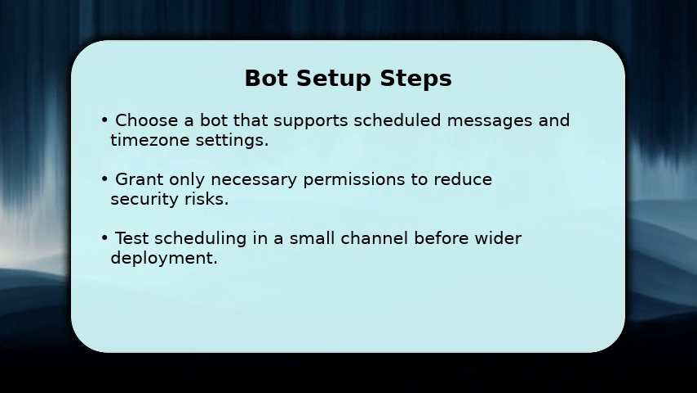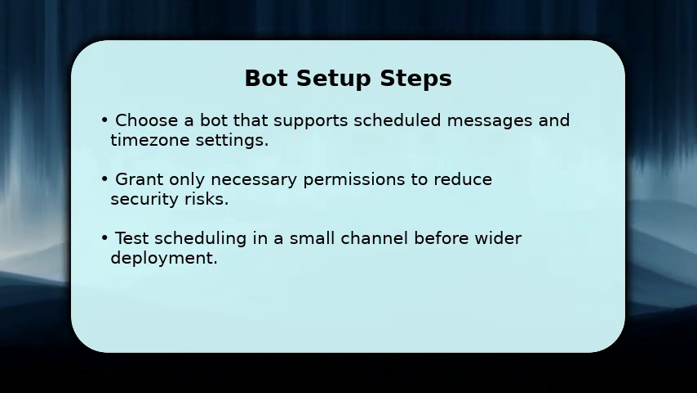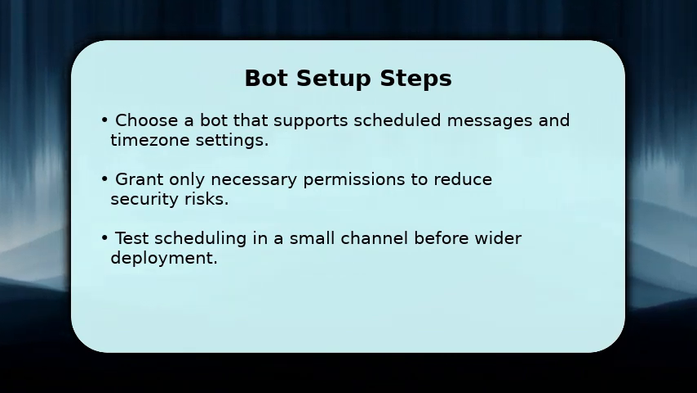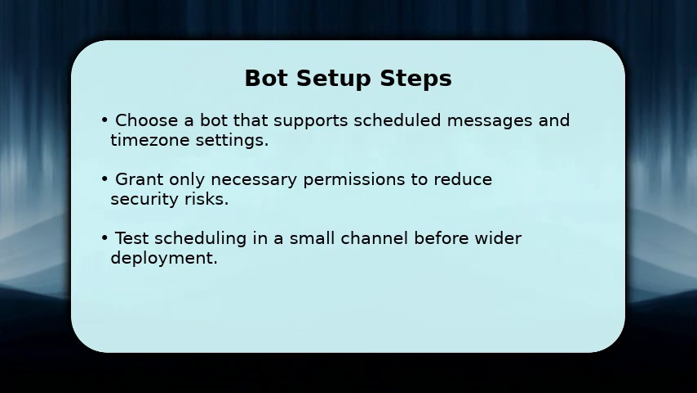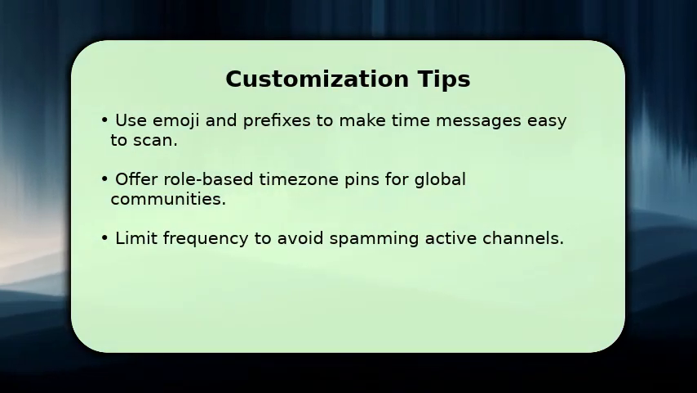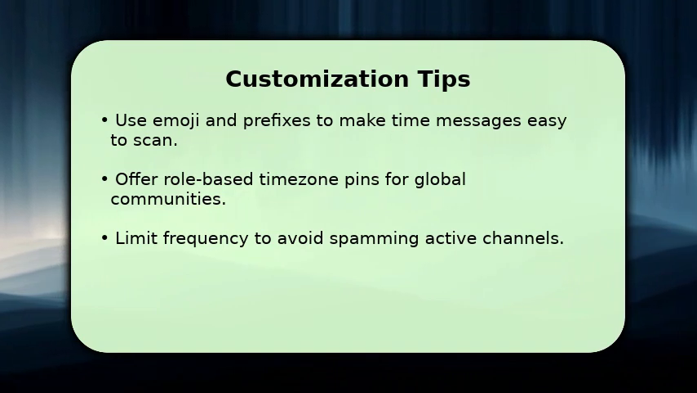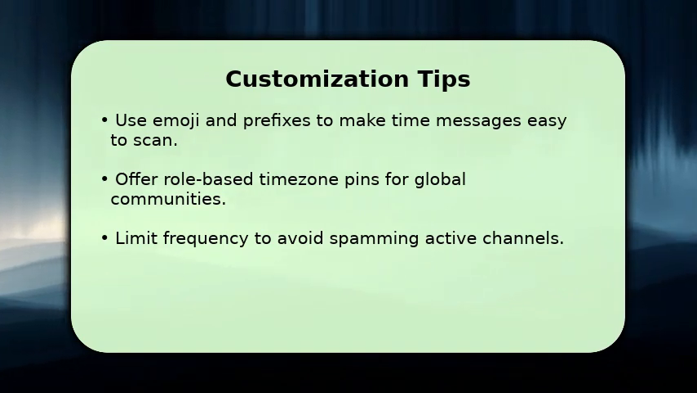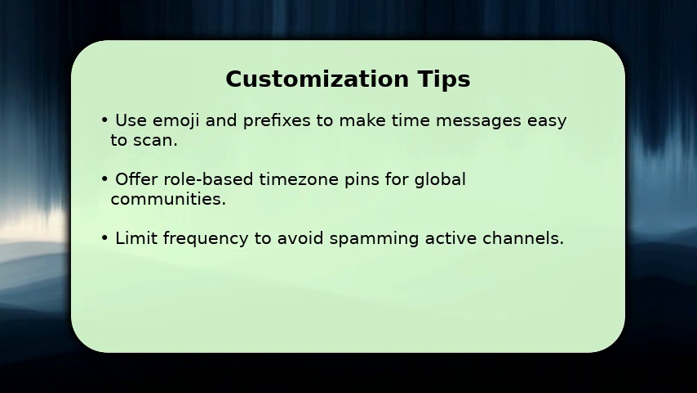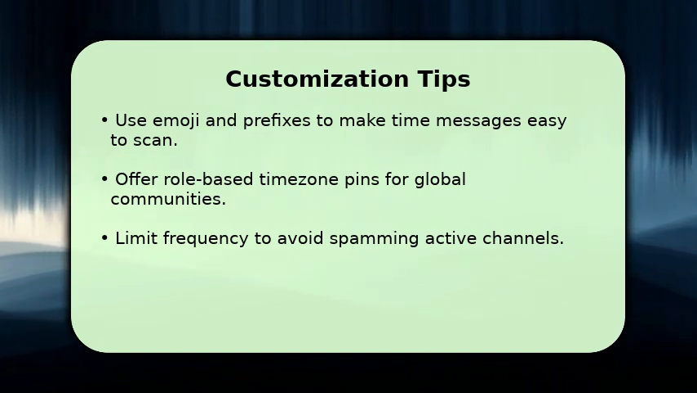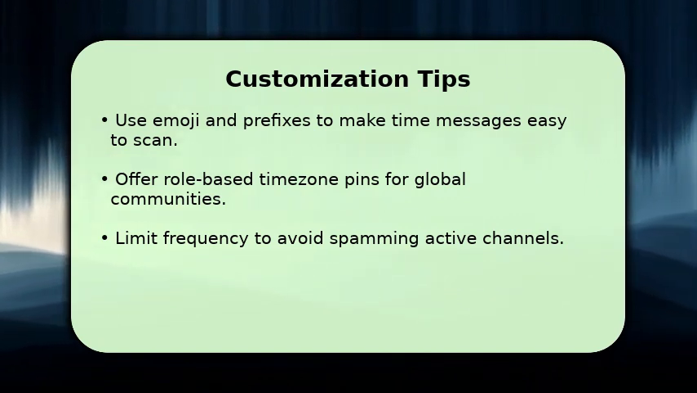Run a quick trial schedule for 10 minutes and verify timestamps display correctly across roles, and keep messages friendly and clear by adding an emoji and a short label before the time so users spot it quickly. For international groups, create pinned messages for major time zones and let users self-assign roles to show local time.